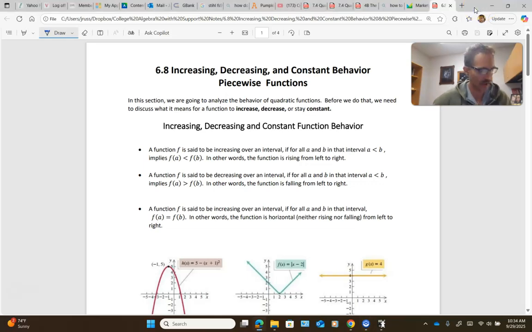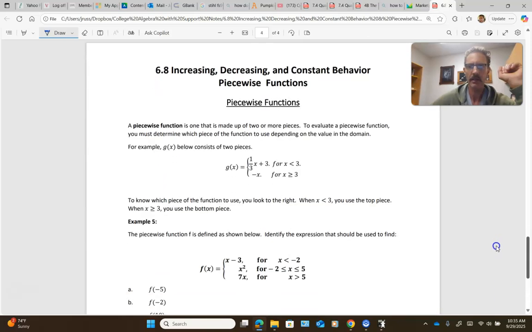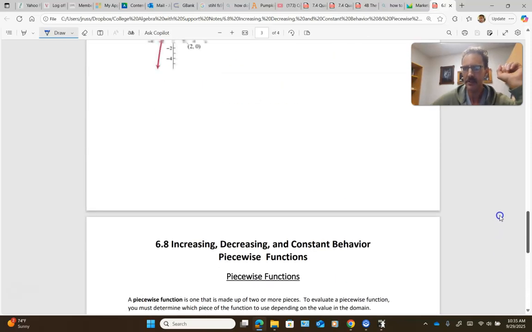Look at 6.8. Some of this material we've already covered. If you recall from 7.5, when we were analyzing the graphs of those quadratic functions, we had to be able to determine where those functions were increasing and/or decreasing. And then furthermore, if they had a minimum or a maximum. And that's what we're going to look at today in a little bit more detail. And then probably in part 2, we'll talk about these piecewise functions. So these are really interesting.